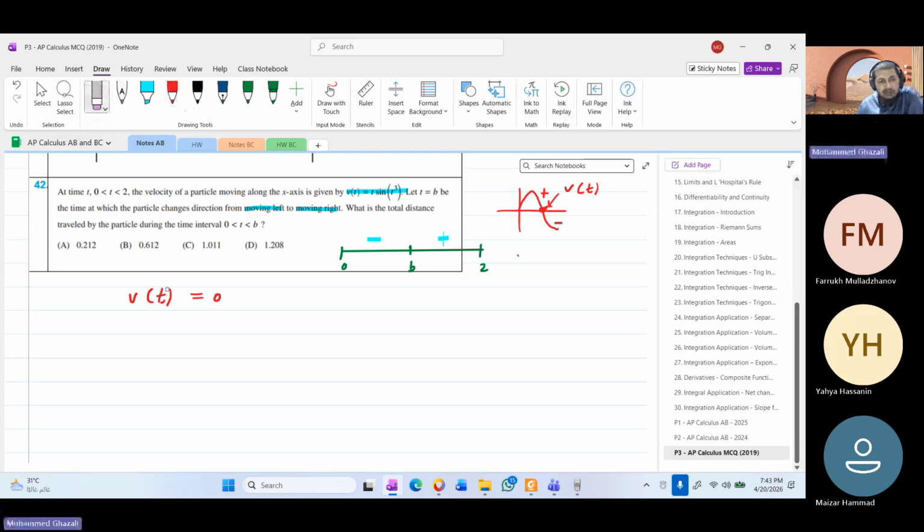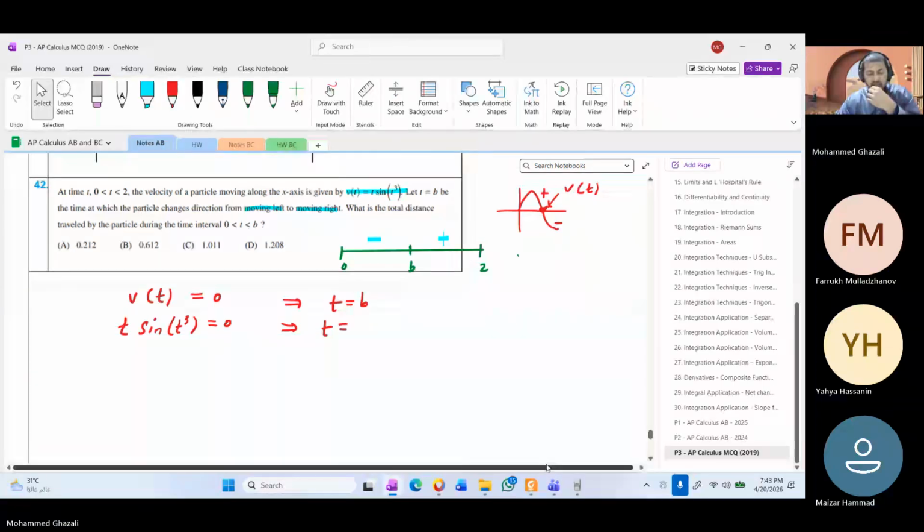So in other words, v of b is equal to 0. This implies t is equal to b. So solve this equation here. So you're going to say t sine t cubed is equal to 0. So this implies t is equal to, give me the answer for t, positive answer. The answer has to be between 0 and 2. Anyone has an answer?